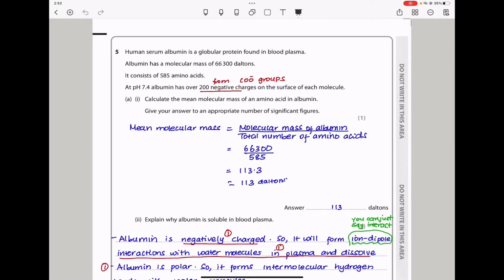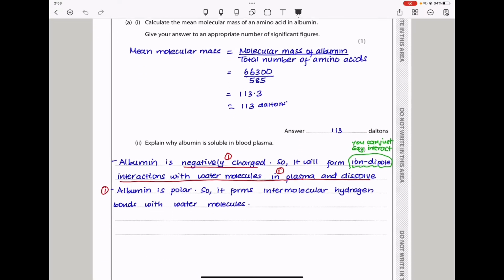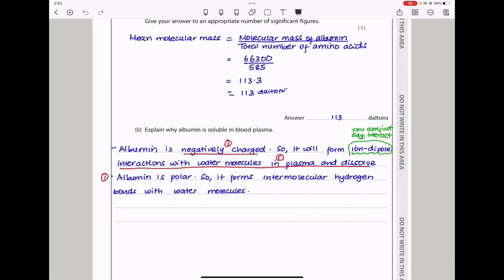So the mean molecular mass is equal to the molecular mass of albumin divided by the total number of amino acids. So we were given this 66,300, and this is the number of amino acids. So 66,300 divided by 585, and this is going to be our answer here. Next they say, explain why albumin is soluble in blood plasma. So I said, albumin is negatively charged, so it will form ion dipole interactions with water molecules in plasma and dissolve. Albumin is polar, so it forms intermolecular hydrogen bonds with water molecules.